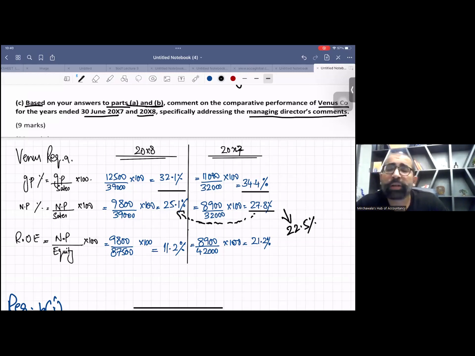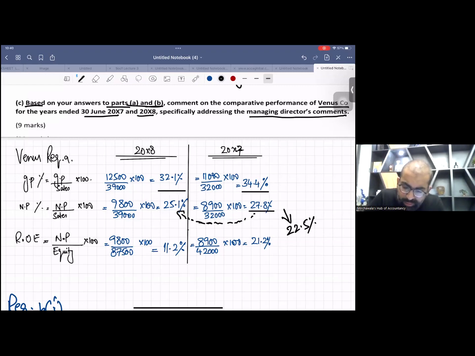So there is a downfall. The reasons why the GP percentage went down may be that you reduced the prices, or your costs have gone up. These are the reasons. Okay. Then one more thing: the net profit percentage, which I have already discussed.